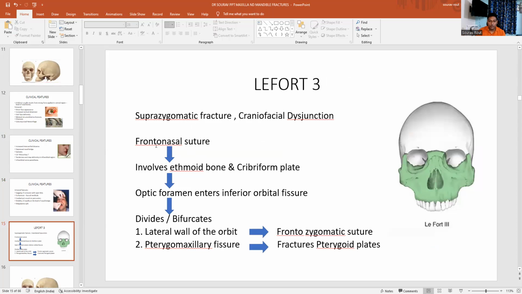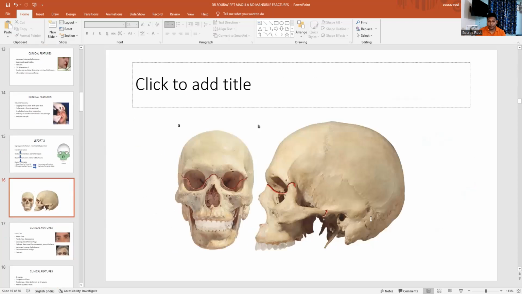It travels from the frontonasal sutures. It involves the ethmoid bone, cribriform plate, orbital foramen, and enters the inferior orbital fissure. Okay, in this picture, it divides and bifurcates: first, the lateral wall of the orbit, which forms the frontozygomatic suture, and second, the pterygomaxillary fissure, with fractures of the pterygoid plates here and here.